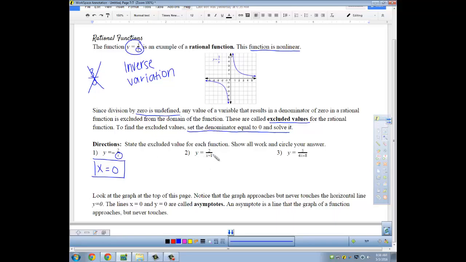If I do number 2, I'm going to do the same thing. Take your denominator, x plus 1, put it equal to 0, so we get x equals negative 1. So in this case, x can't equal negative 1, because if it did, I'd get 0 in the denominator. Number 3, do the same thing. Take your denominator, put it equal to 0, and solve it. So I'm going to add 8 to the other side to get 4x equals 8. Divide by 4 to get x equals 2. So in this case, x can't equal 2, because if it is, and I plug it in, I'm going to get 0 in the denominator, which again, you cannot have.